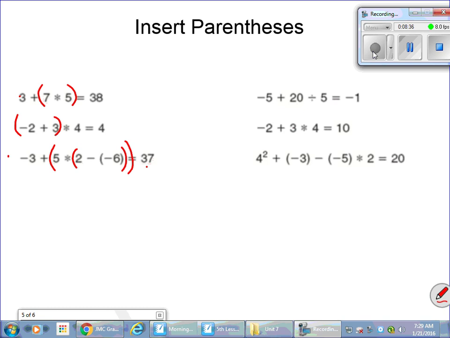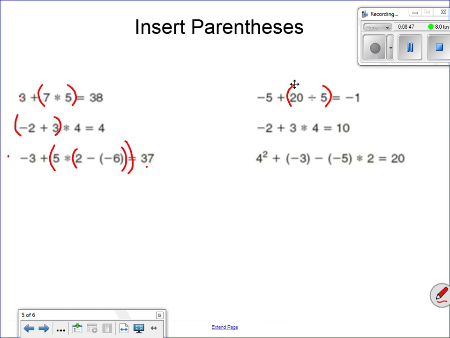-5 plus 20 divided by 5. I have to get to a -1. So that means I have to break that 20 down pretty small in order to get to a -1. What if I did 20 divided by 5? That would give me 4. I would have a -5 plus a 4. My +4 would take 4 negatives away, which would leave me with 1 negative.